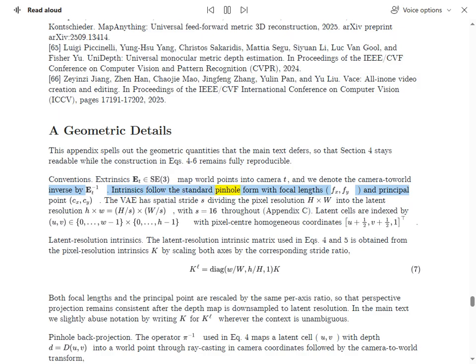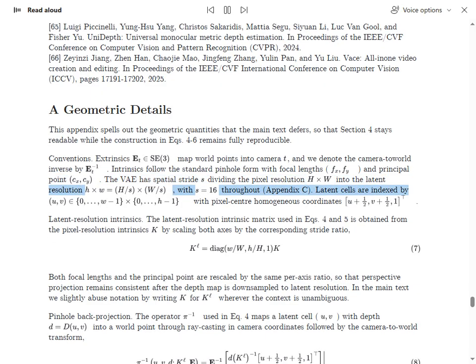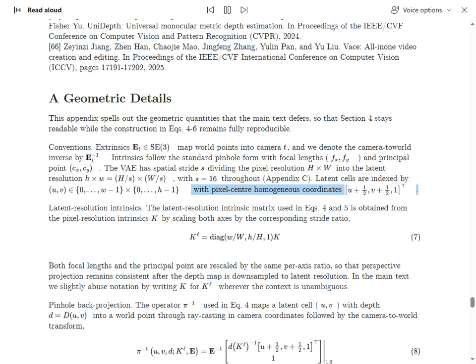Intrinsics follow the standard pinhole form with focal lengths f_x, f_y, and principal point c_x, c_y. The VAE has spatial stride s, dividing the pixel resolution H times W into the latent resolution h times w equals H/s times W/s, with s equals 16 throughout. Latent cells are indexed by (u, v) in [0, w-1] times [0, h-1], with pixel center homogeneous coordinates (u + 1/2, v + 1/2, 1)^T.